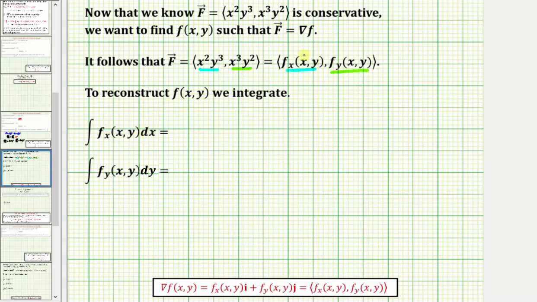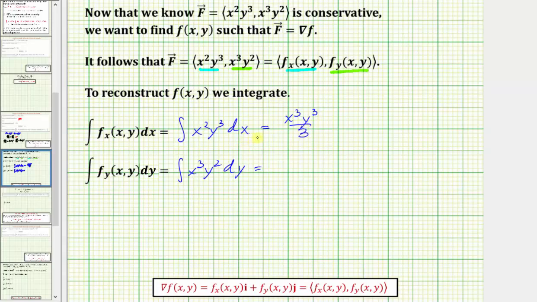So now we'll integrate to reconstruct the potential function f of x comma y. So integrate the x component with respect to x and the y component with respect to y. So this will give us the integral of x squared y cubed dx, and this will give us the integral of x cubed y squared dy. And now let's integrate here with respect to x, treating y as a constant. So we'd have x cubed y cubed divided by 3.